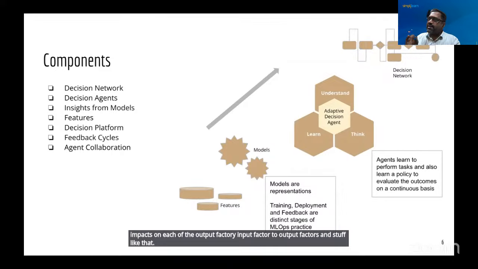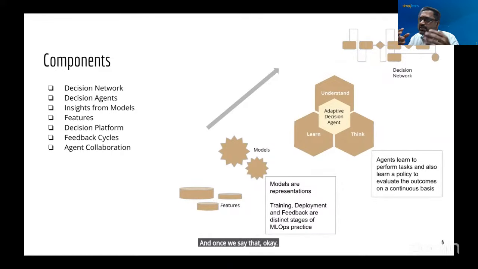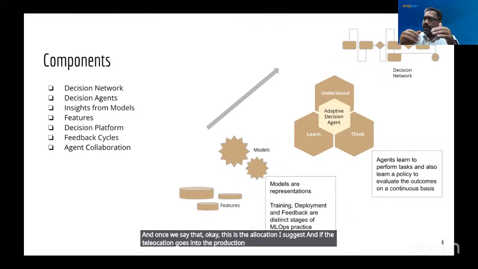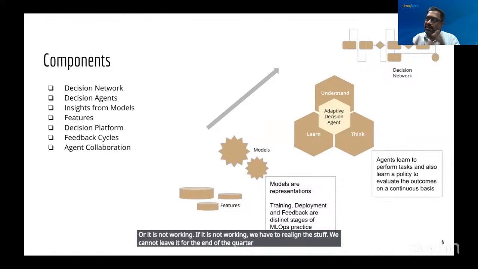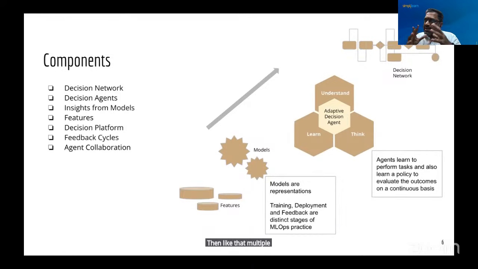And once we say that, okay, this is the allocation I suggest, and if that allocation goes into production, or means you start allocating that in a month's period, again, you have to re-evaluate the whole scenario, saying that is it working towards the direction we expected, or is it not working. If it is not working, we have to realign the stuff. We cannot leave it for the end of the quarter to realize that nothing has happened or we have not got those results. Then, like that, multiple decision agents can work together, like how humans will work together.